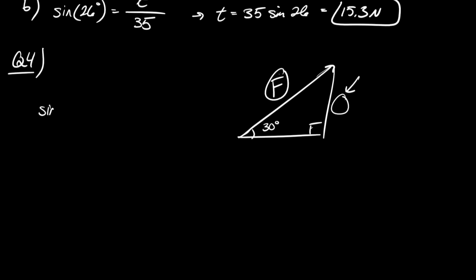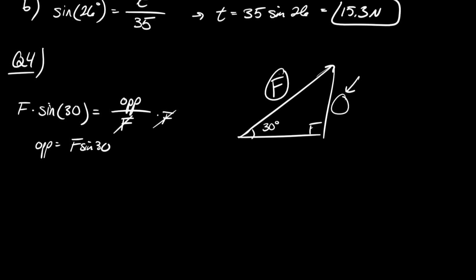So sine of 30 would equal the opposite side length over the hypotenuse, but the hypotenuse we know is length F, so you multiply both sides by the unknown number F, and you get that the length of this opposite side is F sine 30. So right here, it's F times the sine of 30. And you don't have to punch in what sine of 30 is into your calculator if you don't want to.